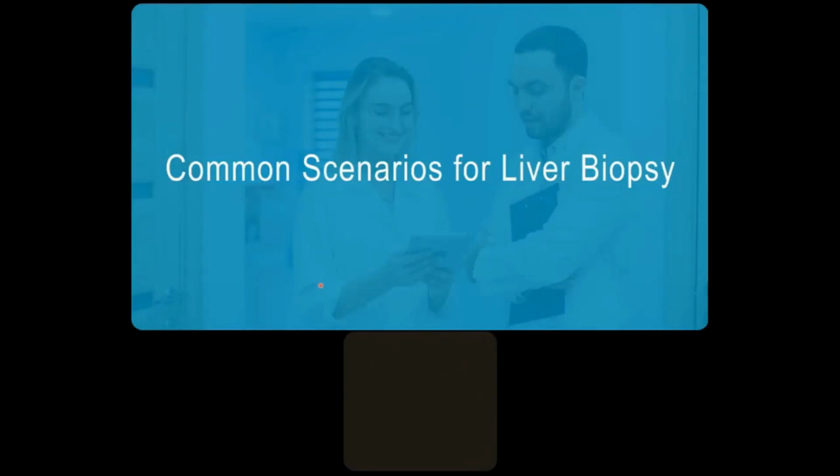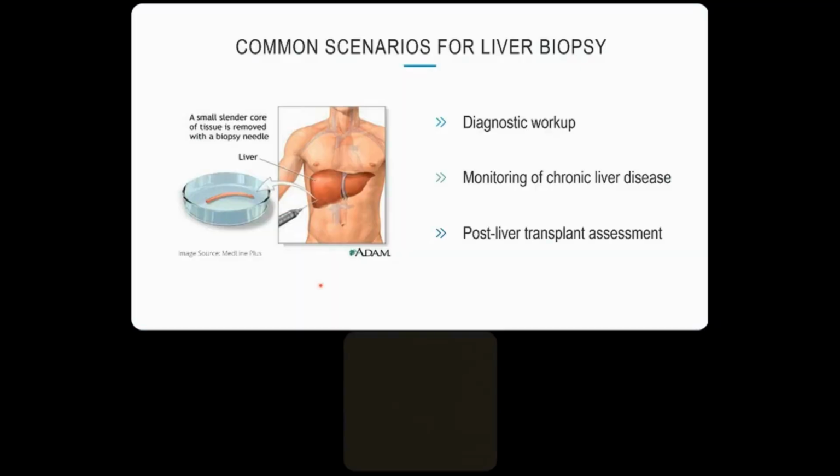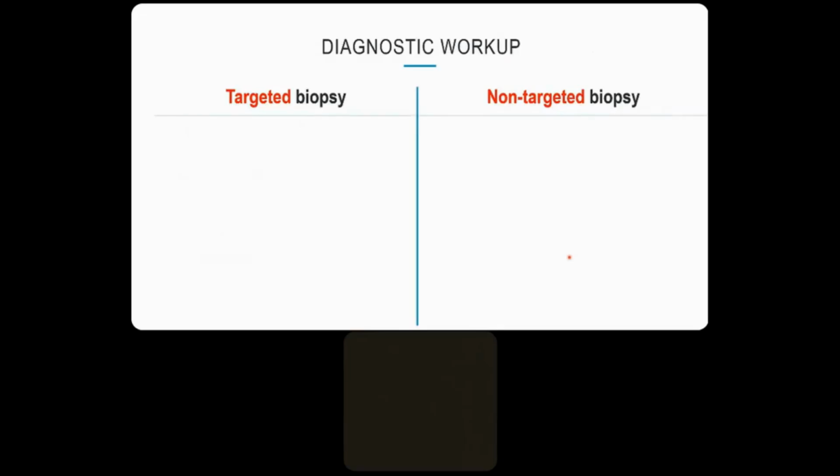Starting off with common scenarios where a liver biopsy may be performed. At our center, most liver biopsies are performed as part of the initial workup for suspected liver disease. However, some biopsies are also performed to monitor chronic liver disease, particularly to assess treatment response and stage fibrosis. And in liver transplantation, allograft biopsies are also frequently performed to rule out graft rejection and to adjust immunosuppression.